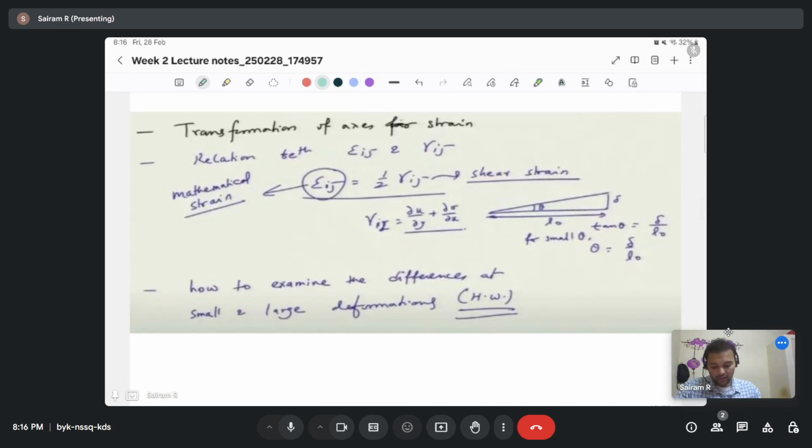So again, just a recap of what we had to do previously. You can see when we have to apply transformation of axis to the strain tensors, when tan theta equals delta by L naught, and then for very small values of theta, as we saw in the example just given above, tan theta can be equated to theta alone, and the theta basically becomes delta by L naught.